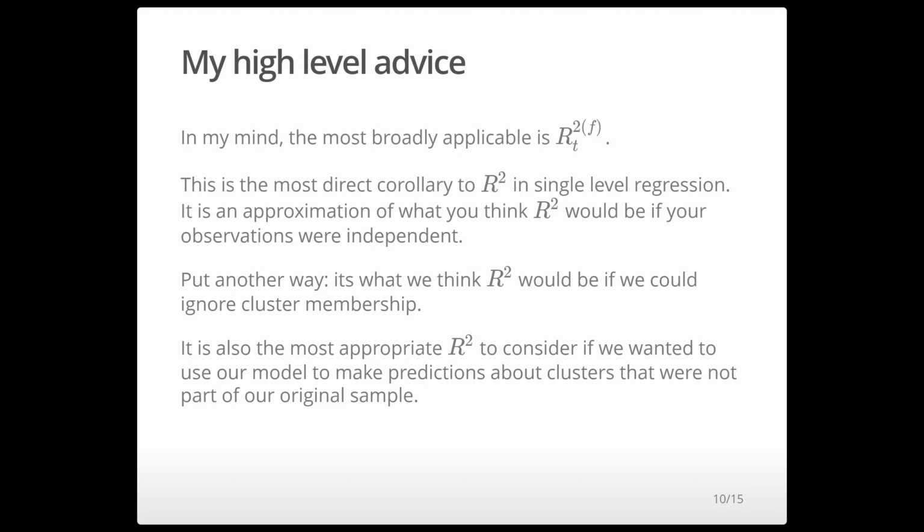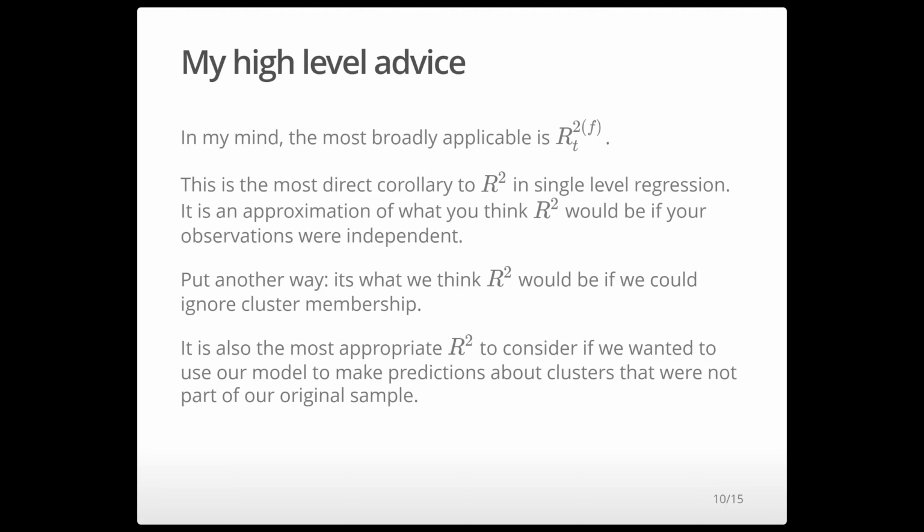So if you were to essentially draw an observation from one cluster at a time and just have one observation from each cluster, this is what the R squared would be. And that you could do in a single level regression because you just have one observation per cluster. It's also the most appropriate R squared if we want to use our model to make predictions on out of sample data, specifically make predictions about clusters that are outside of our sample.